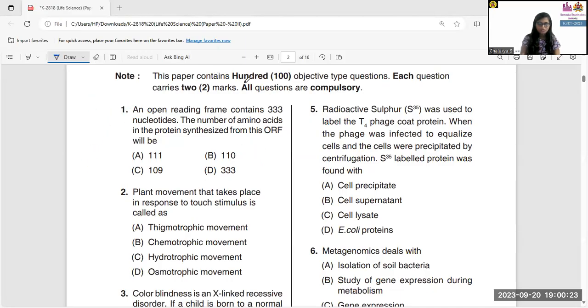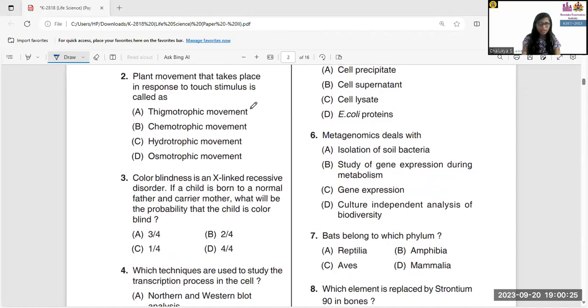So the next question: plant movement that takes place in response to a touch stimulus is called what? Anyhow, a response to the stimulus. That movement is called what? Growth of a plant in response to a touch. So that is a response to contact. So that type of movement we call what?